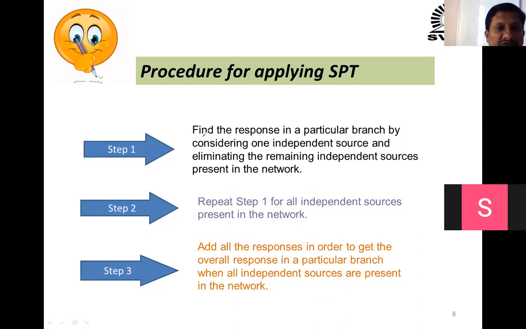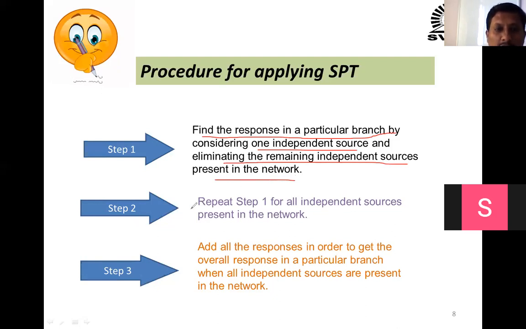So first step is what? Find the response in a particular branch by considering one independent source at a time, while eliminating all other remaining independent sources present in the network. So if 2 independent sources are there, you have to get 2 responses. If 3 are there, you will get 3 responses. And finally, you have to add all these.